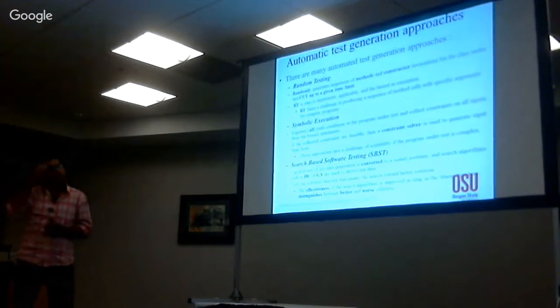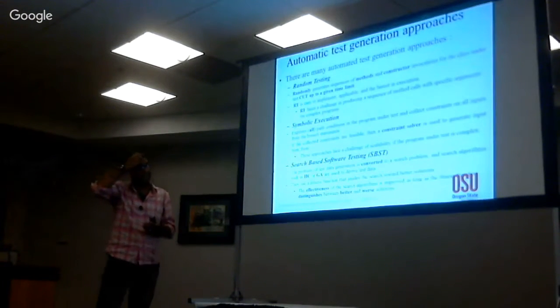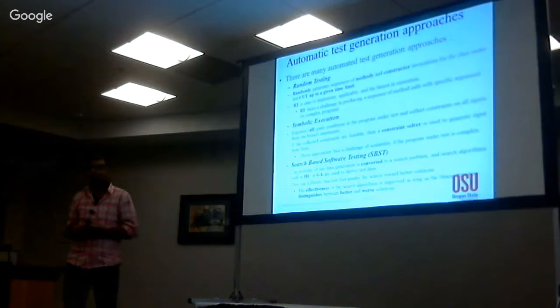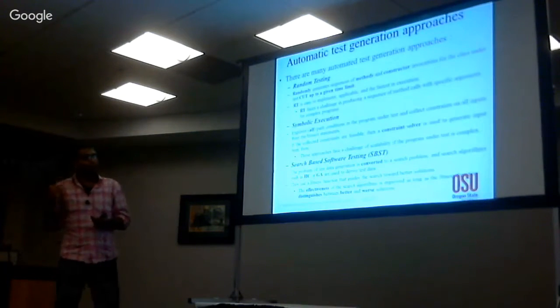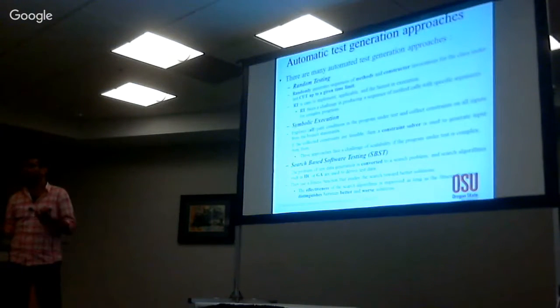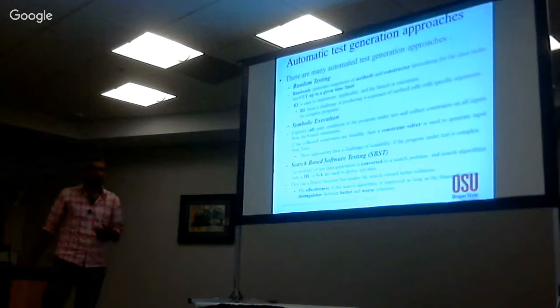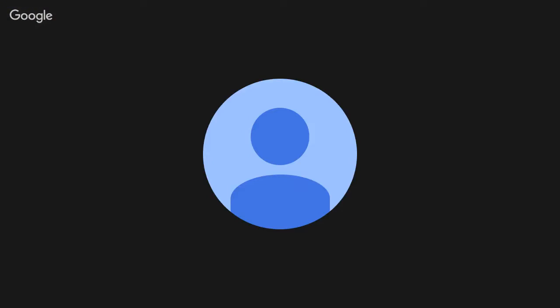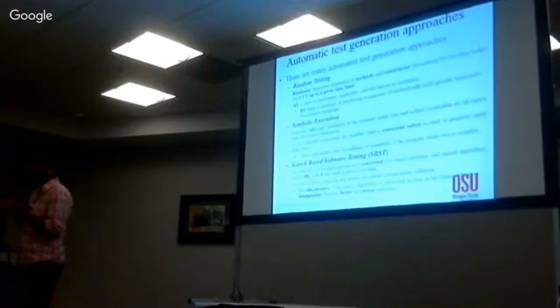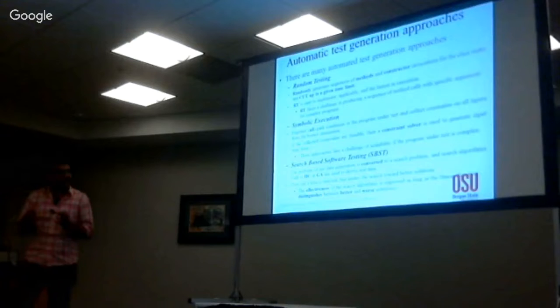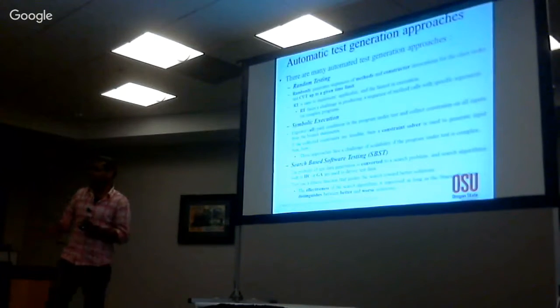The other type of approach is search-based software testing. Here the problem of test data generation is converted into a search problem, and then any search technique, like hill climbing, memetic algorithms, or a genetic algorithm, can be implemented. The effectiveness of this technique is improved as long as the fitness function can distinguish between good and bad solutions in the search space.